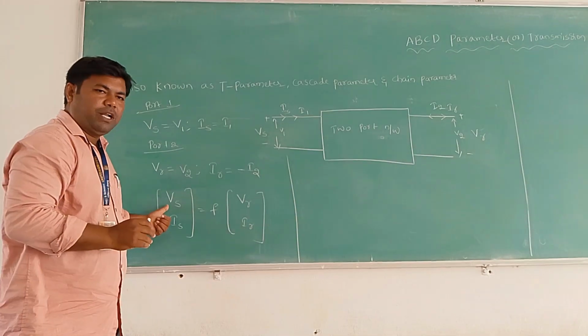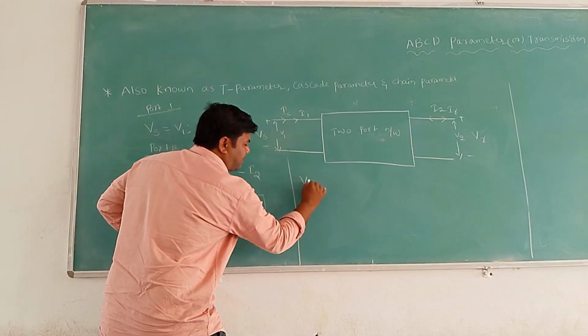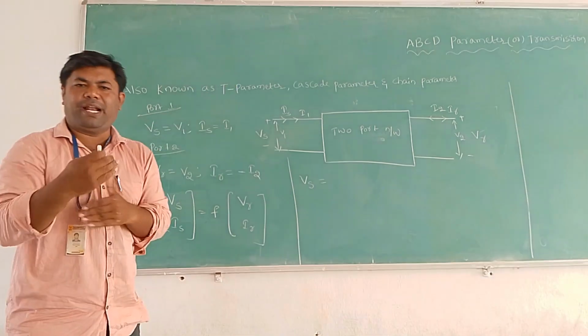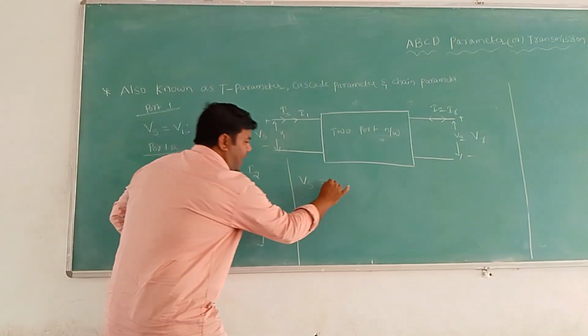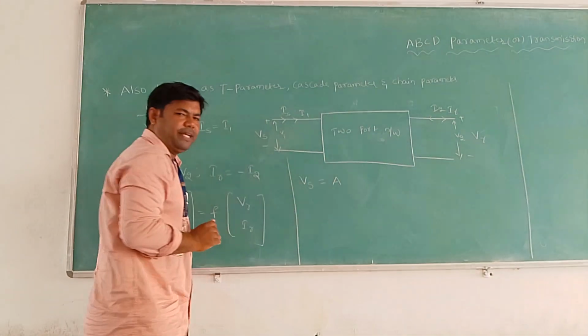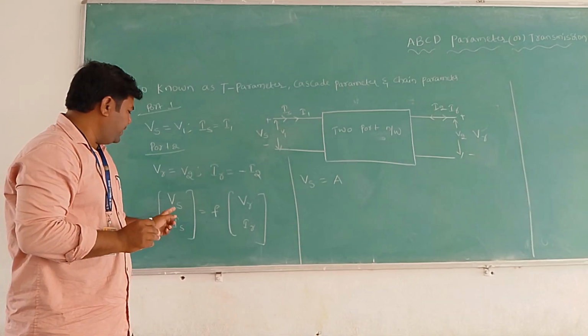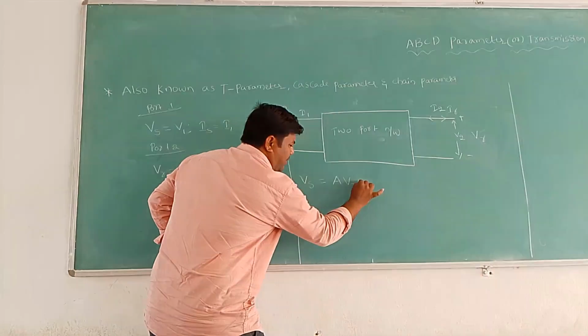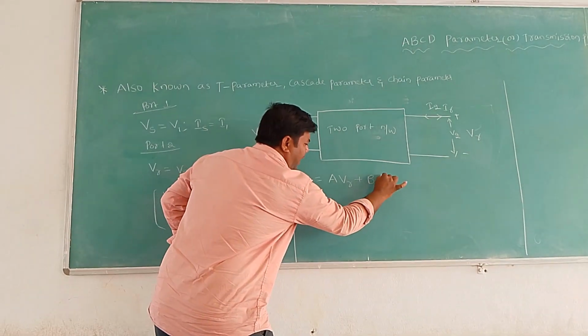So first, for port number 1, Vs is equal to voltage with some parameters. There are four parameters. The first parameter is A. So A into Vr, plus B into Ir.